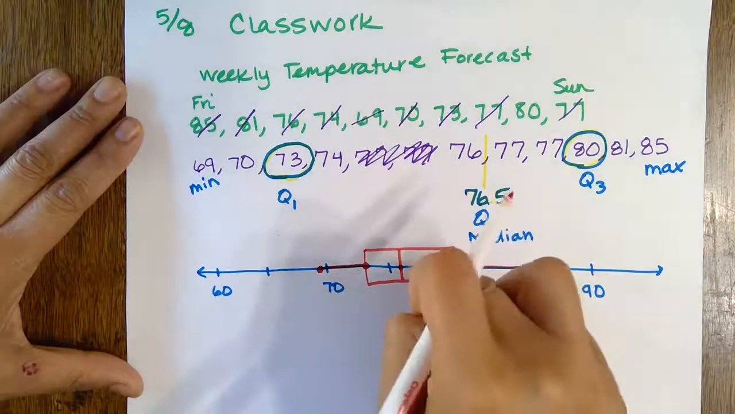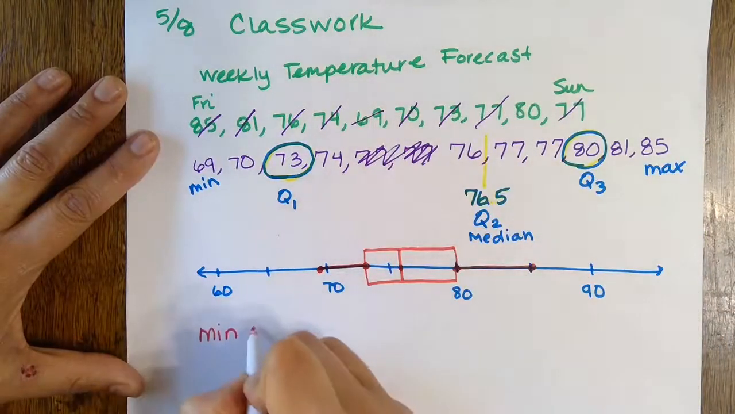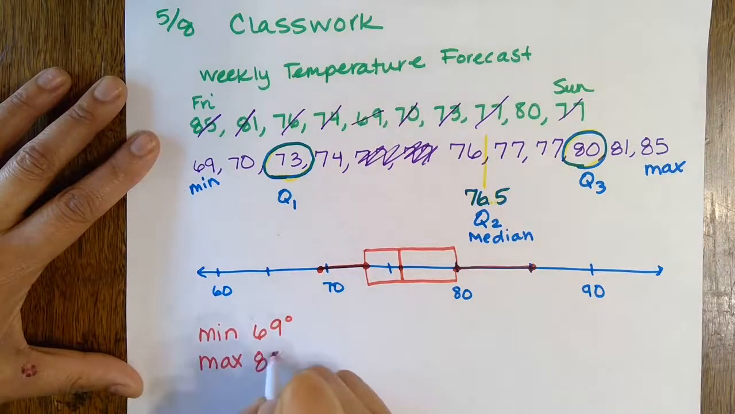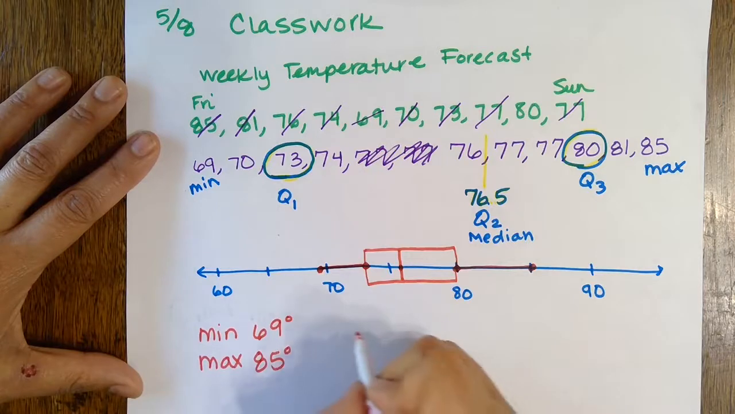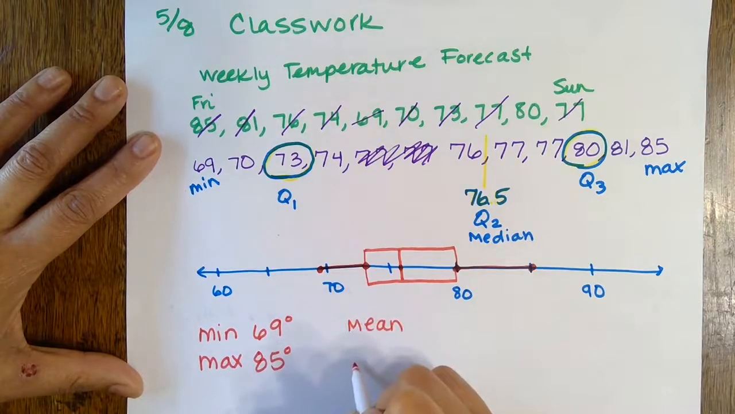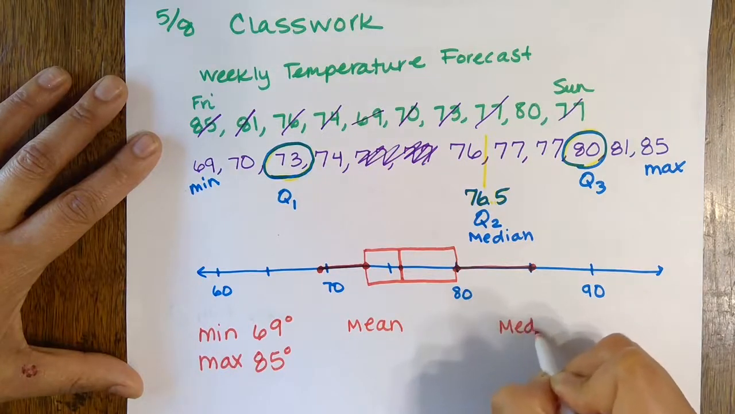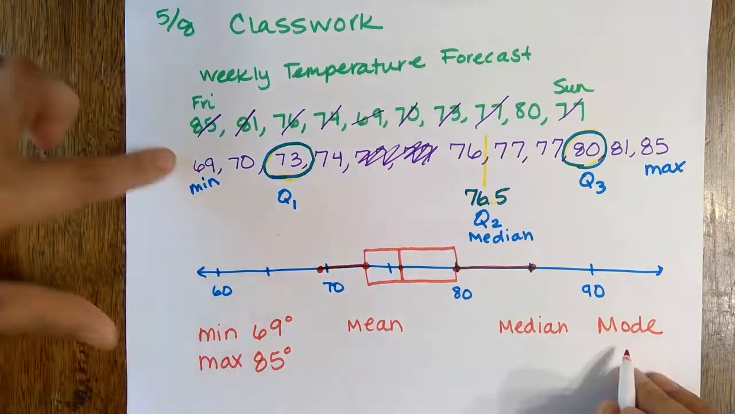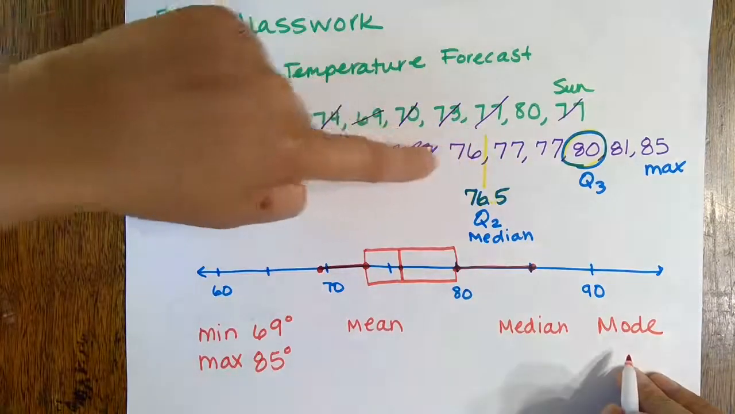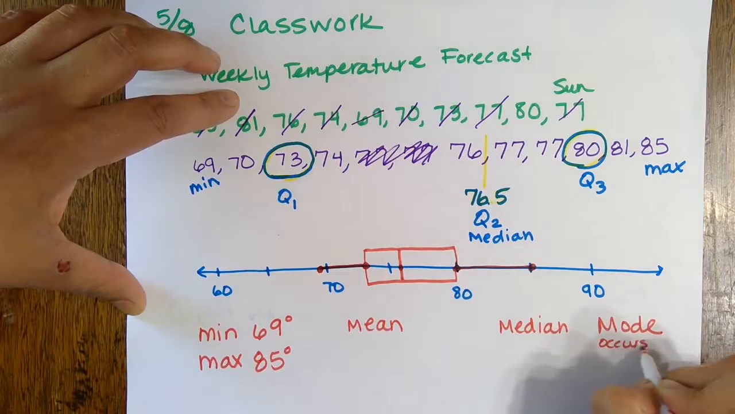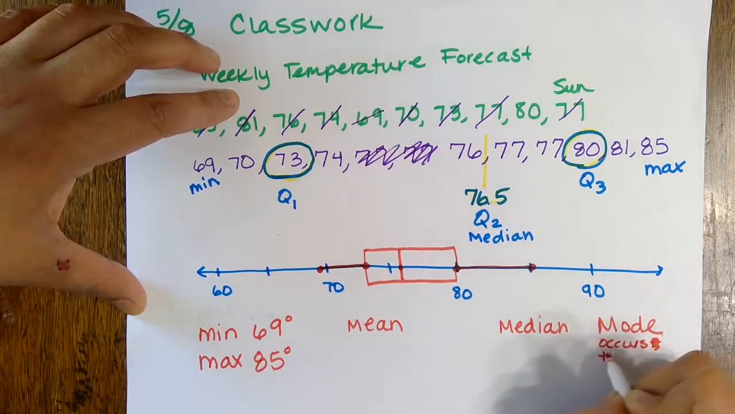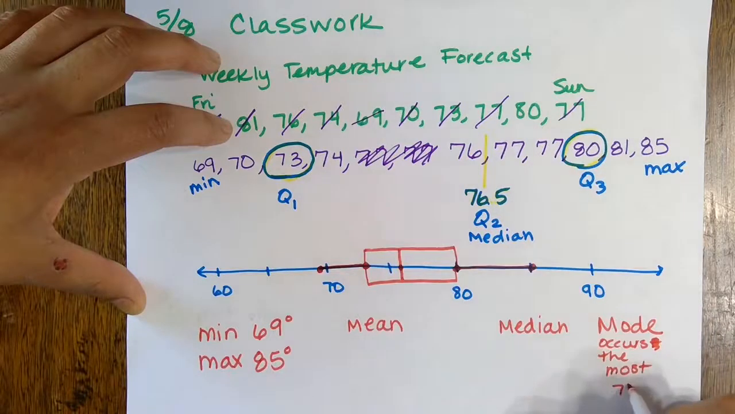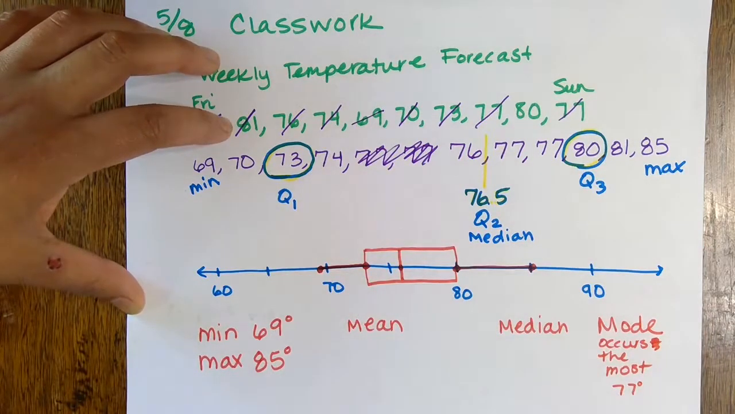A couple of pieces of information that you can tell from this or from here is that your minimum is 69 degrees. Your maximum is 85 degrees. And then we have a couple other ones. Minimum, max, we have the mean, median, and mode. Well, which one's the easiest? Mode. The mode, you actually cannot tell from here. You have to look at this. The mode is the number that occurs the most. Sometimes you can have no mode or you can have more than one mode. In this case, the number that occurs the most is 77.